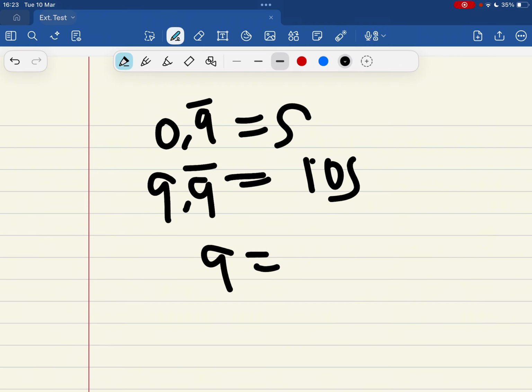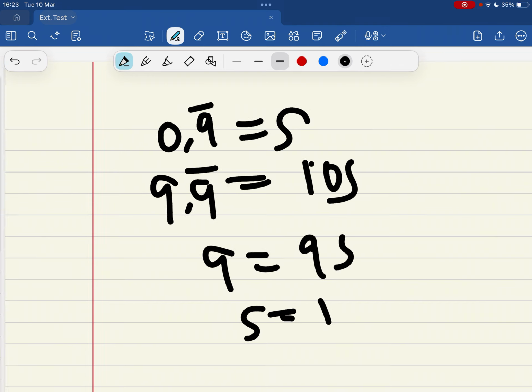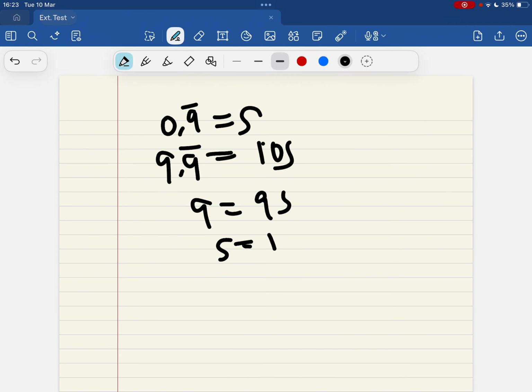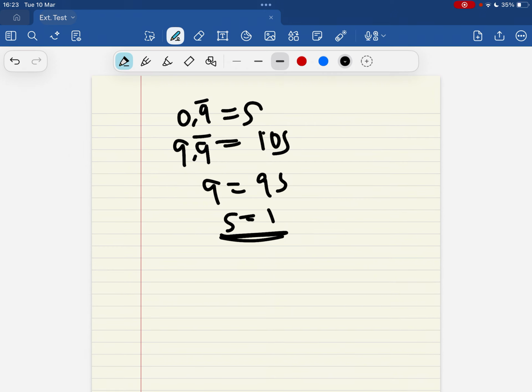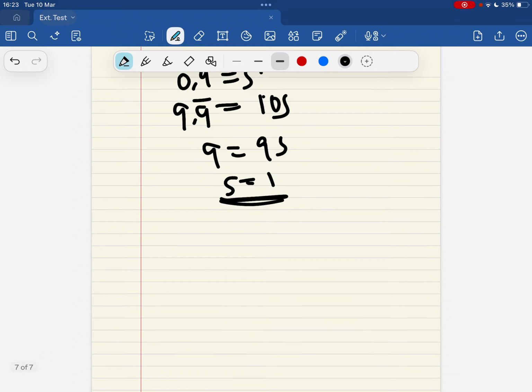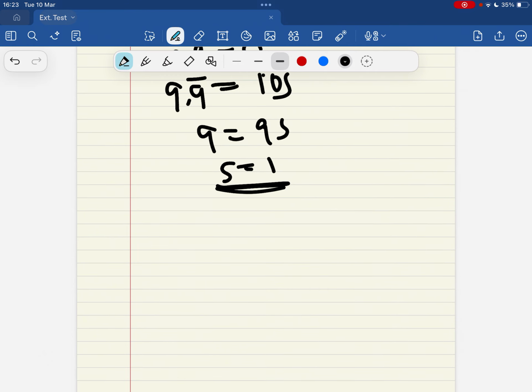Subtracting these two, 9 is equal to 9s, and s is equal to 1. So 0.9 repeated is actually equal to 1. People say it's approaching 1, but if we have infinite 9s, mathematically, it's equal to 1. And similarly, but differently, we can prove 0.01 is actually a fraction too.